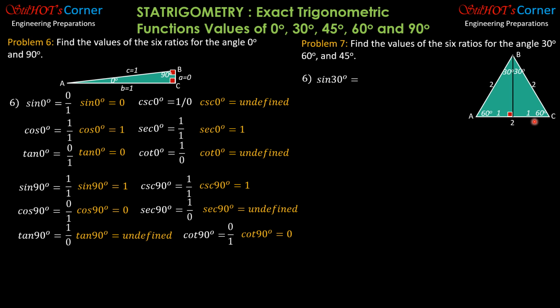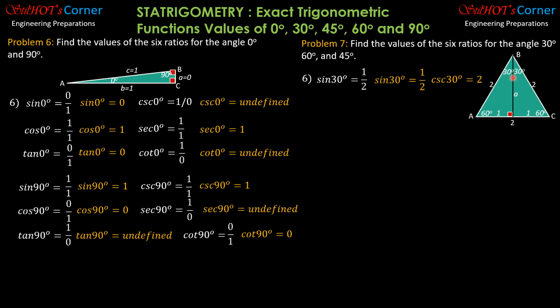So sine of 30 degrees is opposite of 30 degrees, which is 1 unit over hypotenuse 2. So sine of 30 degrees is 1/2. And I hope that you can remember that. Just remember this equilateral triangle, and it is bisected. And of course, you have to remember that sine of 30 is 1/2. So that the reciprocal cosecant of 30 degrees is 2 over 1, and it is equal to 2.